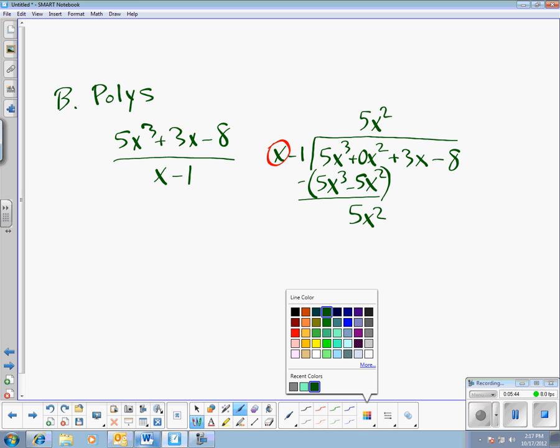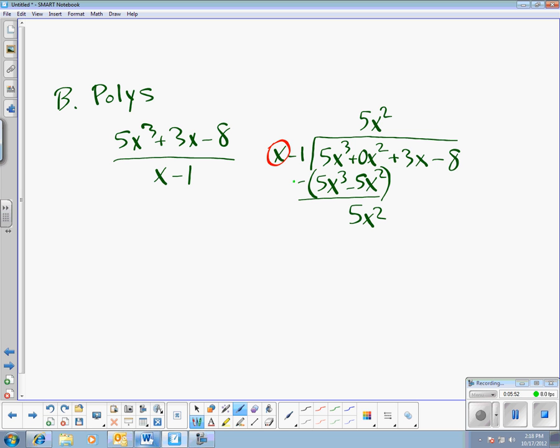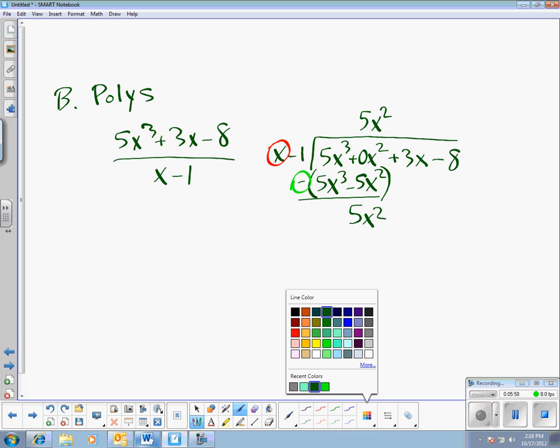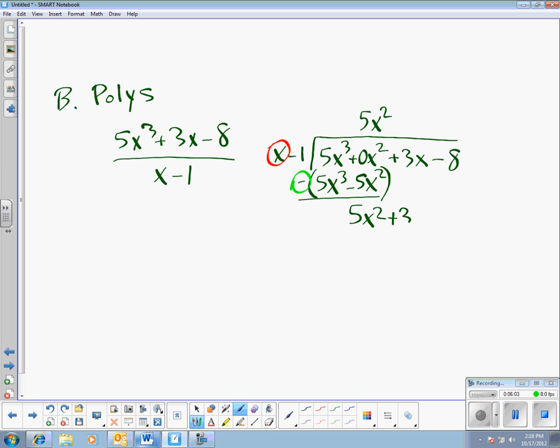Another thing that goes wrong every year, I get lots of mistakes by people wanting to say negative 5x squared here. This negative sign applies to both of these terms. So I have a minus negative, which is a plus 5x squared. Now, what did we do in 4th grade? We dropped the next number down. So let's drop the next number down and repeat. What do you need to multiply x by to get 5x squared? Answer is 5x.